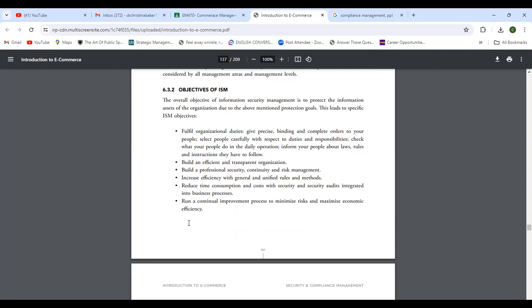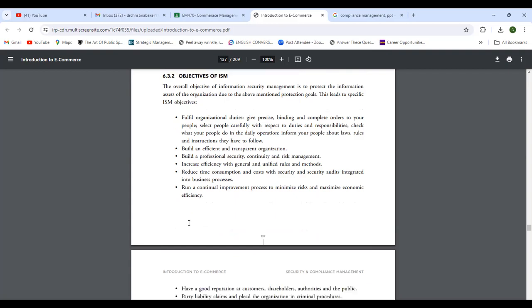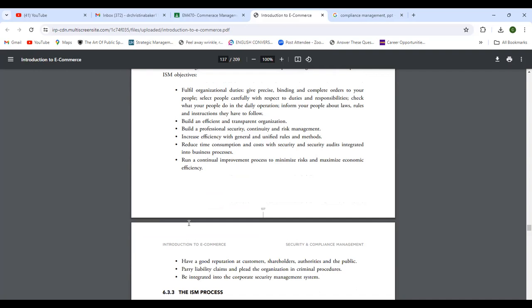We have to fulfill organization duties. Give precise, binding, and complete orders to your people. Select people carefully with respect to duties and responsibilities. Check what your people do in the daily operation. Inform your people about laws, rules, and instructions they have to follow. Build efficient and transparent organization.